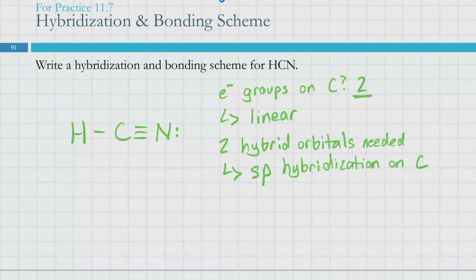And then we can sketch in what does it actually look like. So for carbon, we're going to have our sp hybridization. These are the side ones. Those are our sp hybrid orbitals.